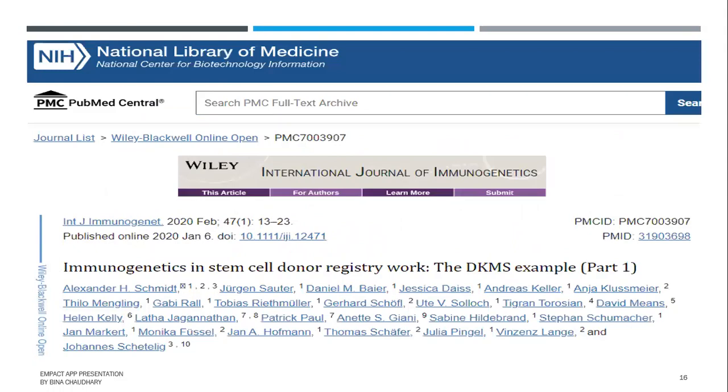And this is a general report released in February 2020. If you go through it, there are studies on immunogenetics in stem cell donor registry work, for example DKMS, with data on how the registries are working and how many donor registrants are available. Everything is there, so if you want to know about it, you can search.